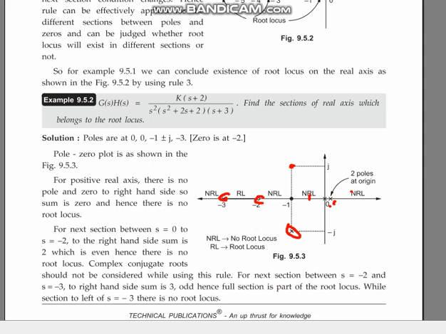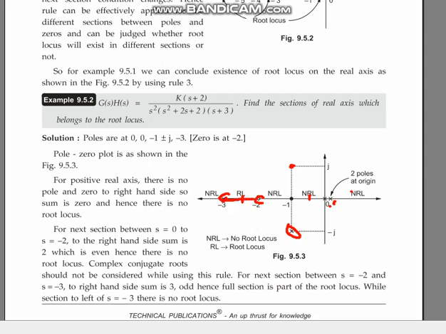Between 0 and minus 2 it is not a root locus branch, and after minus 2 we have to check on the right hand side of this point how many roots are there. It is at minus 2 one, and at 0 two poles are there, so odd number. We should not consider the complex ones. So the portion between minus 2 and minus 3 is the root locus branch, right, in thick line.